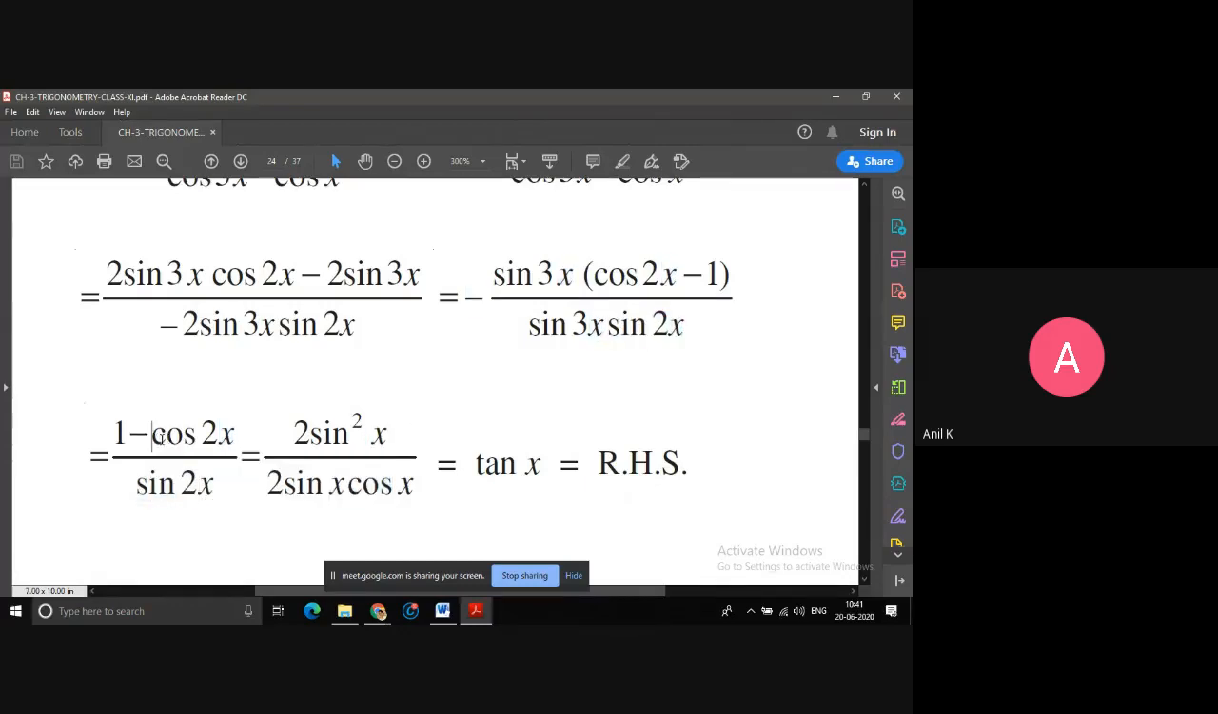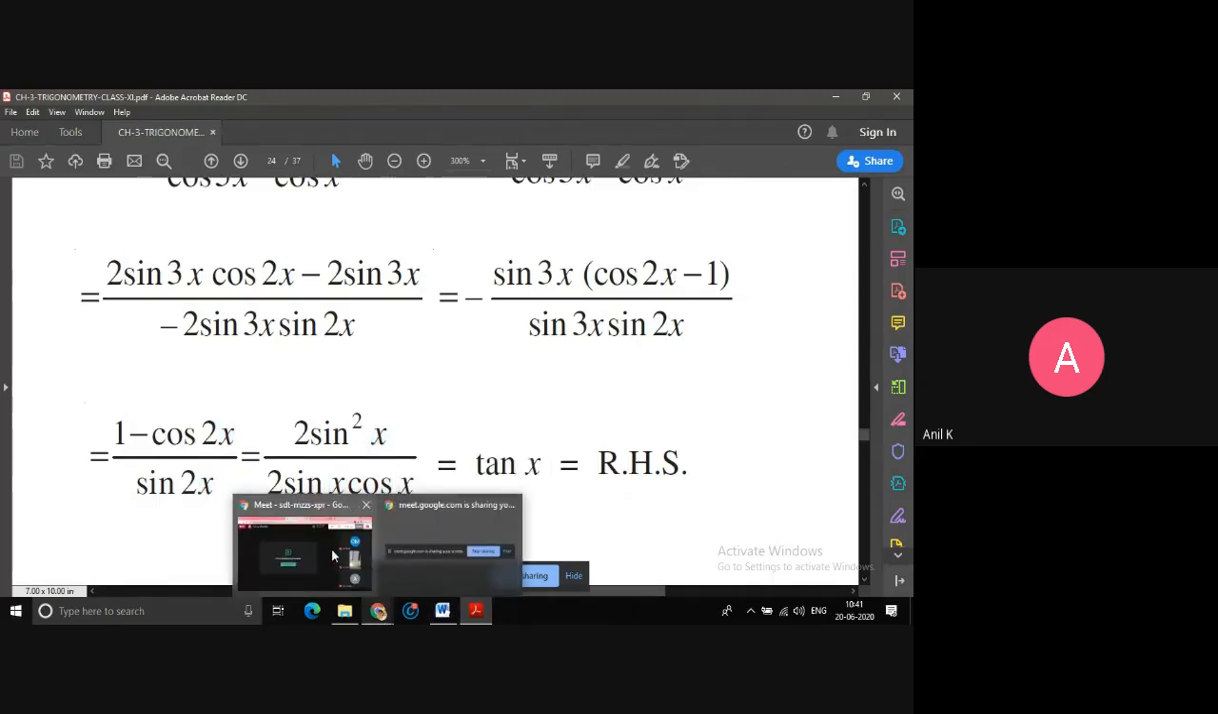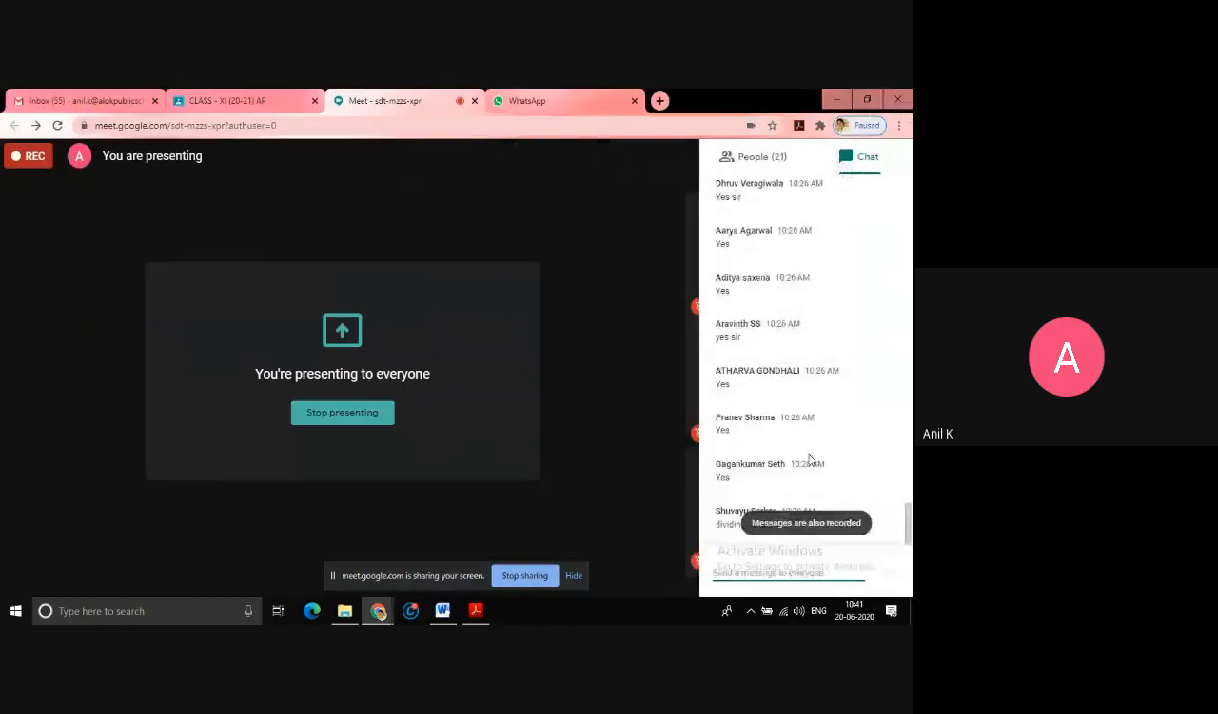Now again the cos 2x formula you have to apply. There are 4 formulas of cos 2x. The cos 2x formula is 1 minus 2 sin square x. If I apply it, then 1 will get cancelled, and I have 2 sin square x. Then one sin x will get cancelled, and 2 will get cancelled. In the numerator, 1 sin will be left, and in the denominator, cos will be left. We get tan x. I don't think you understood this one.